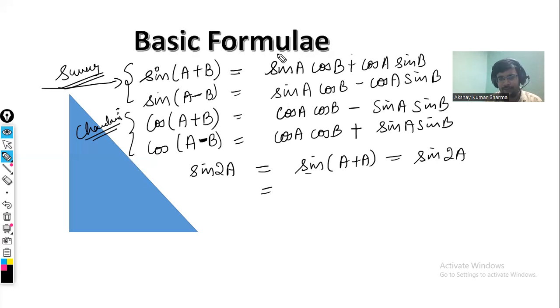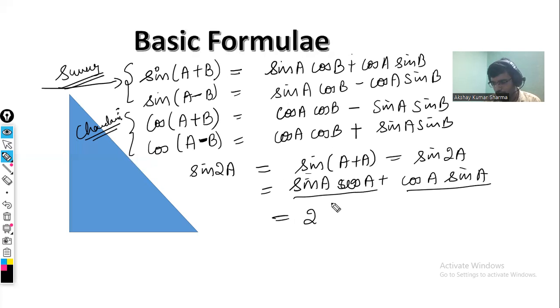So we can write the formula of sine A plus B like this: sine A into, instead of cos B, we will write cos A. Similarly, cos A into sine A. So sine A cos A and cos A sine A are both the same thing. So we can write 2 sine A into cos A. This is the first formula of trigonometric ratios, which we have brought through this one.